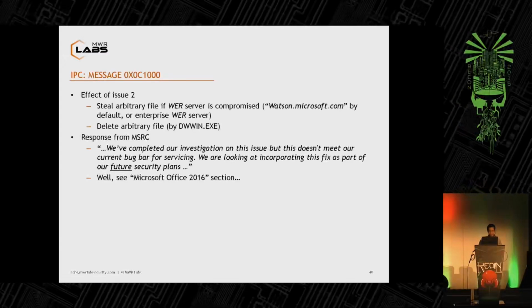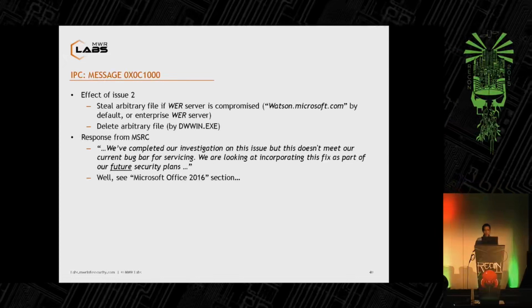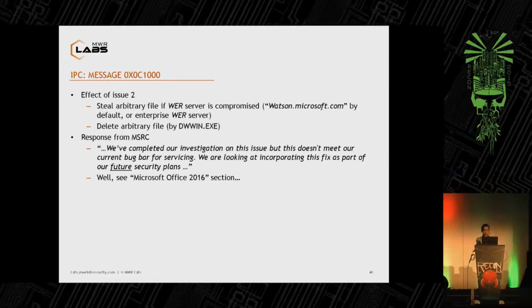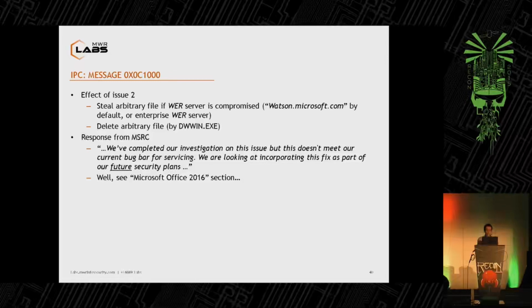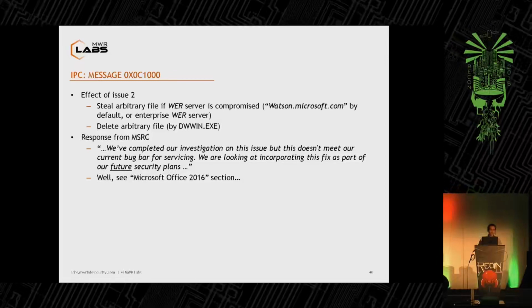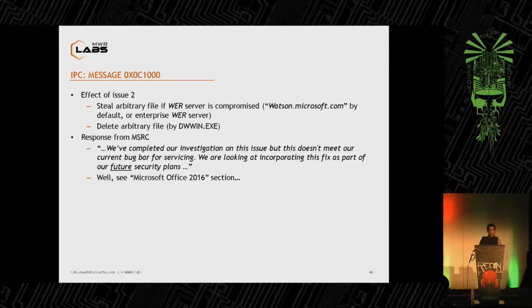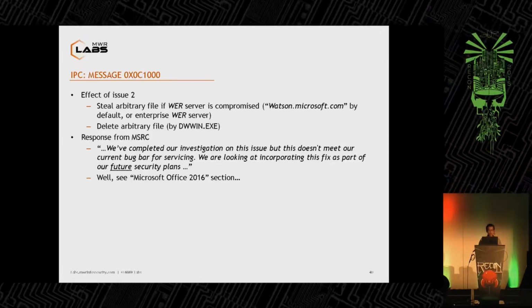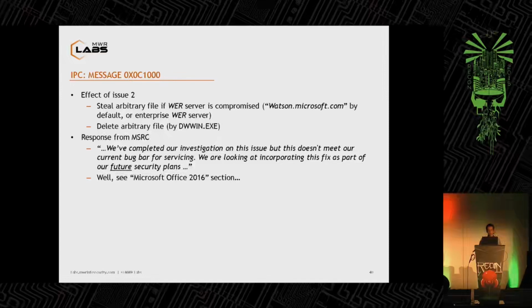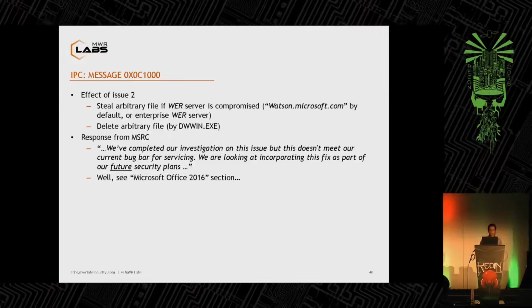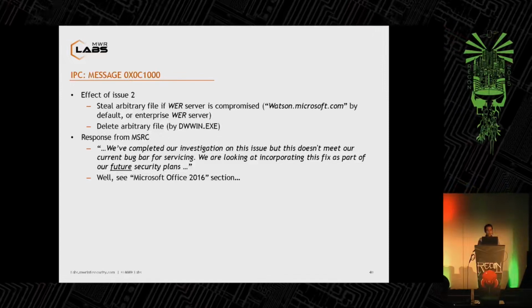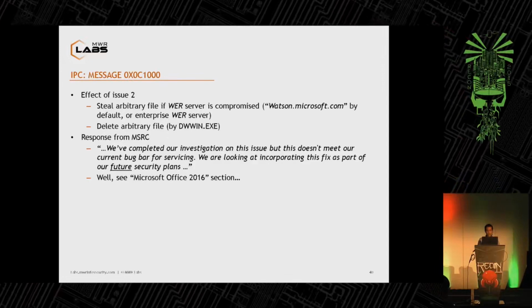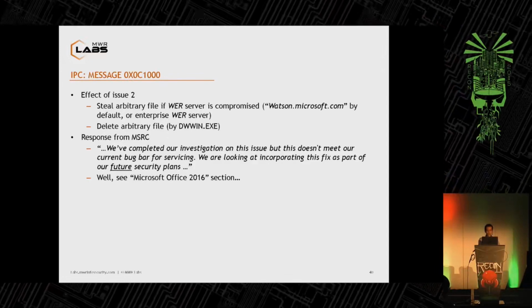So essentially, we could upload any file to the server, which by default points to watson.microsoft.com, or to a pre-configured enterprise server. Alternatively, we could also use dwin to delete any file, as it does so after sending the .cat package. So this issue was reported, and the response was that it does not meet the bug bar for servicing, but will be fixed in future. And so we will see if this is still present in Office 2016.